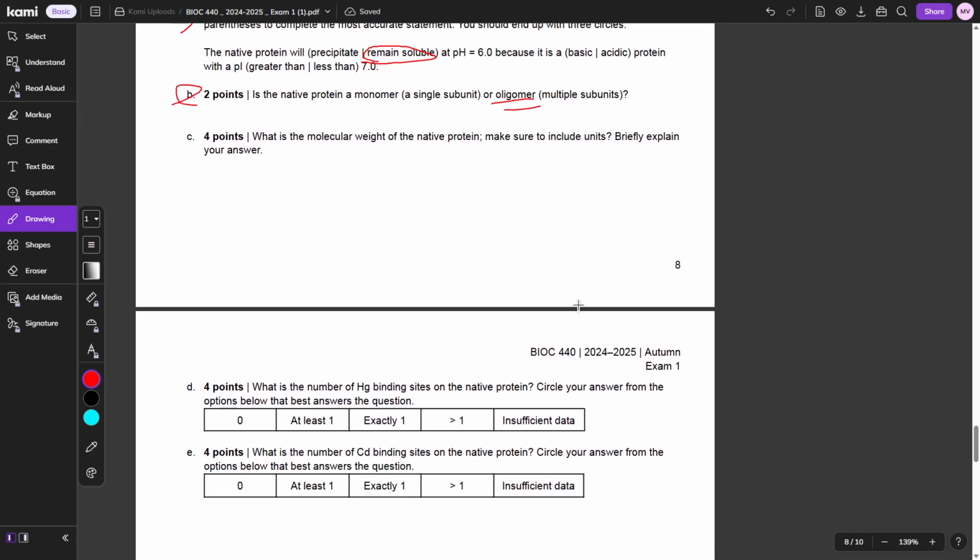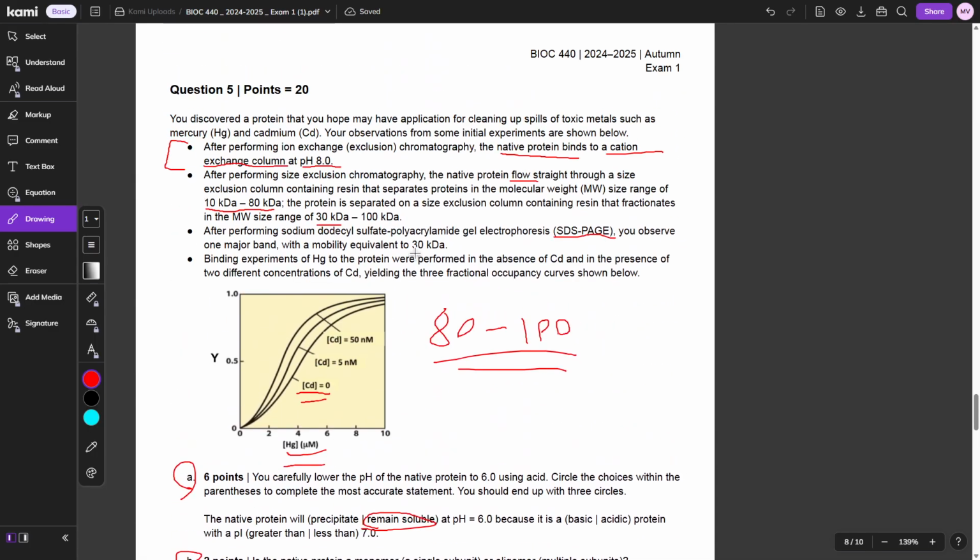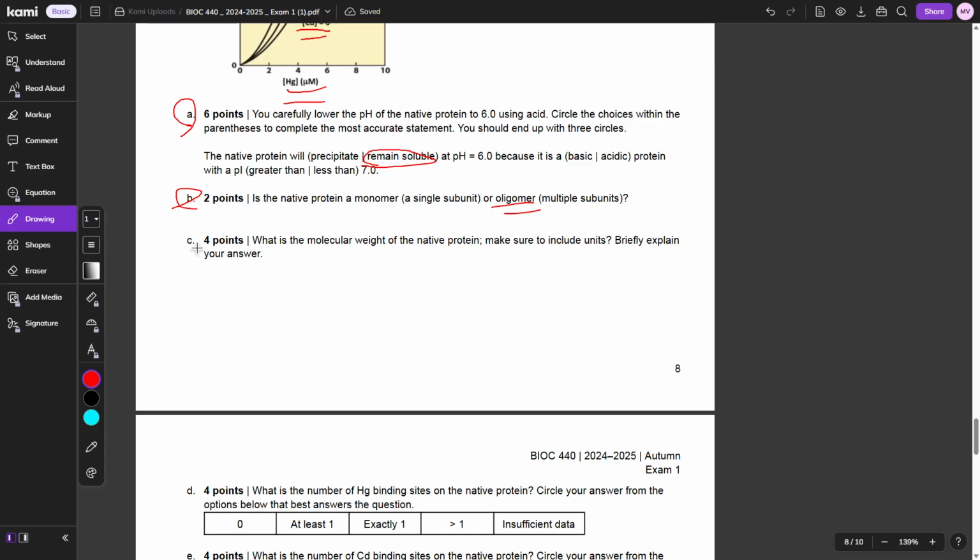Briefly explain your answer, right? You can go ahead and talk about how it didn't elute through the 10 to 80, but it did separate in the 30 to 100. You know it has to be between 80 and 100. And because you know that the SDS-PAGE only showed one band of 30, it must be that the protein's total weight is 90 with subunits of 30, right? That's a basic way of explaining it, right?